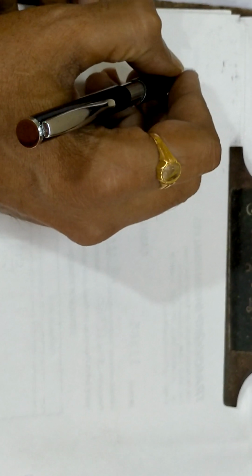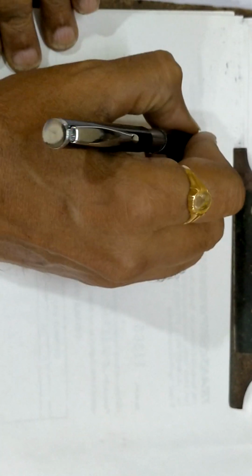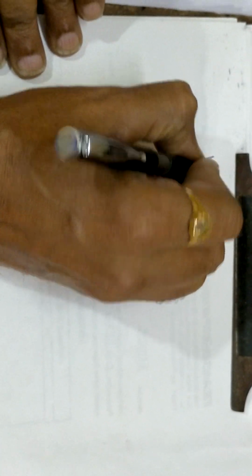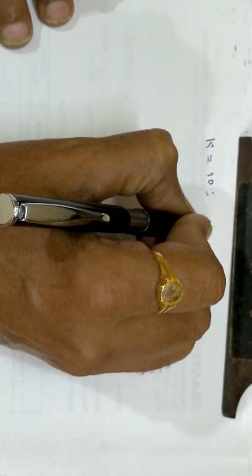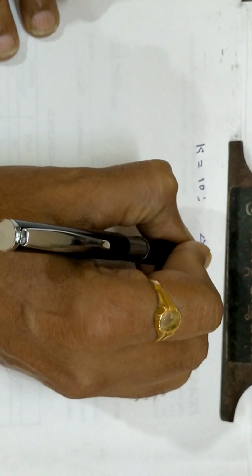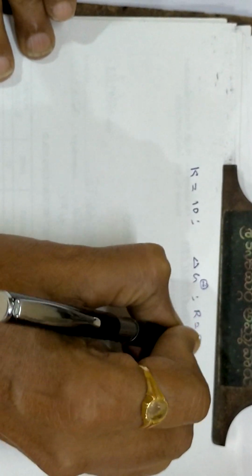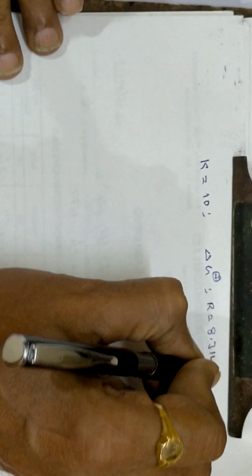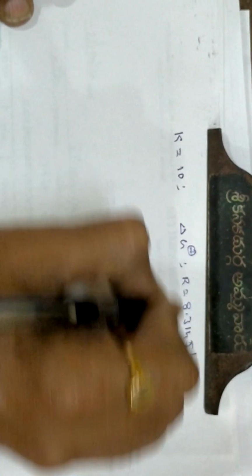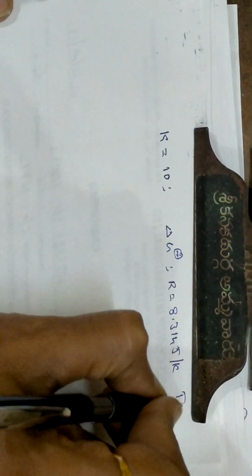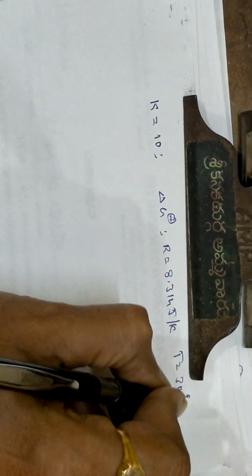So the first problem I am taking: the equilibrium constant K is given as 10, and delta G is to be found out. The R value, as everybody knows, is 8.314 joules per degree, and T is given as 300 degrees Kelvin.